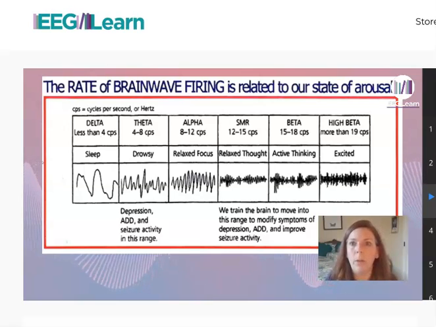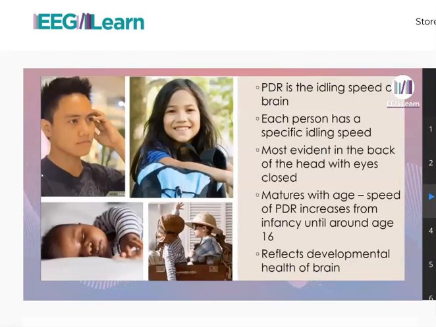I want to tell you a little bit more about the PDR. It is most evident in the back of the head with the eyes closed, because it is the idling activity. Healthy brain cells are supposed to fire and then idle. It's like they work, take a break, work, take a break. Some people's do take that break, some people's don't. But it's most evident in the back of the head with eyes closed, because a lot of our brain cells in the back of our heads are devoted or involved in processing visual information.